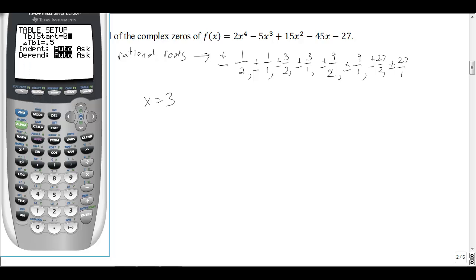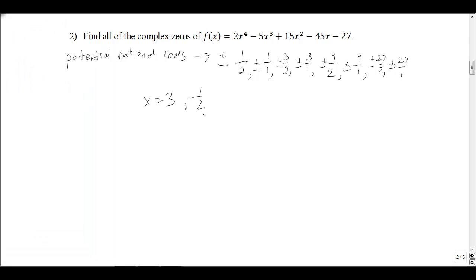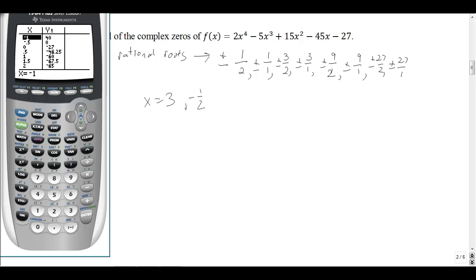I'm going to just start at 0 again and go back to table. That's just so I don't have to hit the up arrow a bunch of times. And I'm going to go to negatives. There we go. We got another root at -1/2. I'm going to guess that's everything. Technically, I probably need to go up to -27 to check these.